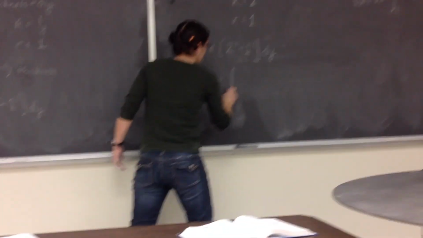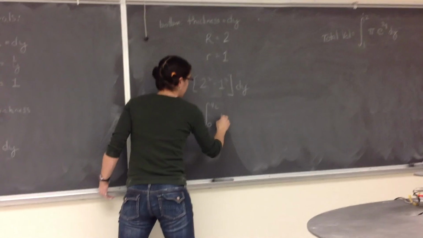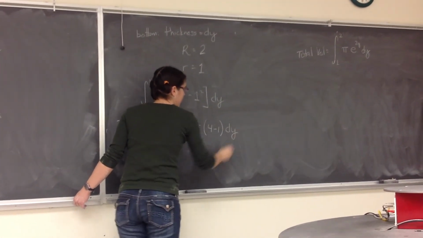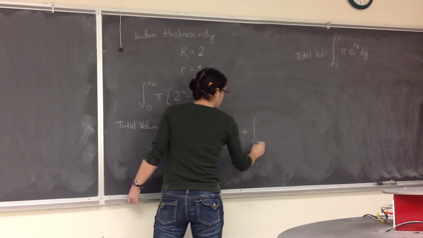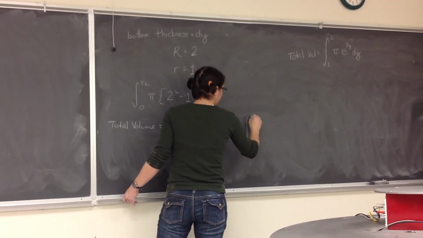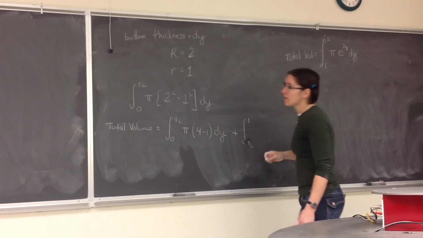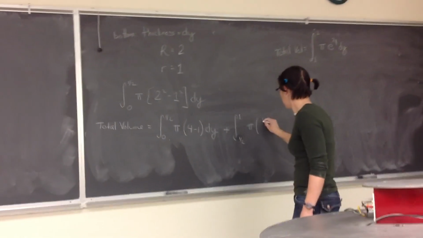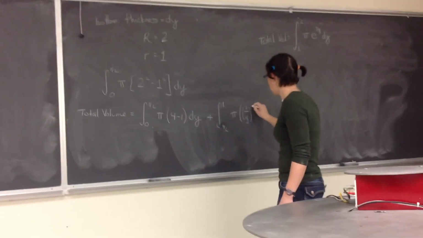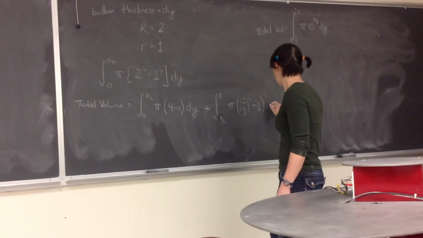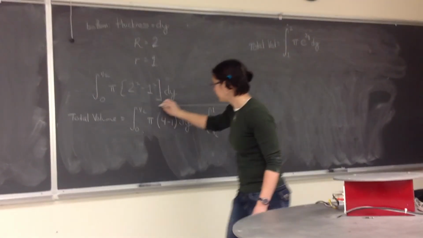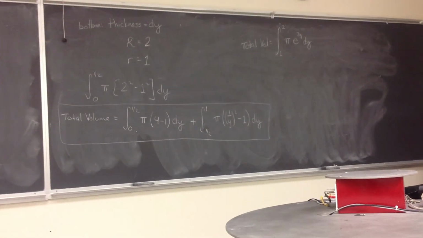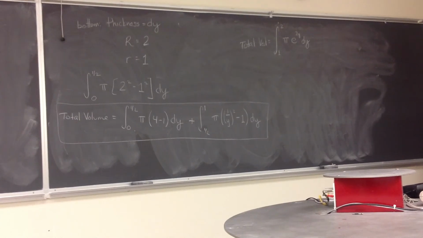which means that our total volume is going to look like the integral from 0 to 1/2 of pi times 4 minus 1 dy, plus the integral from 1/2 up to 1 of pi times 1 over y squared minus 1 dy. And so I would now have to go ahead and integrate everything and plug in my boundaries and come up with a final answer.